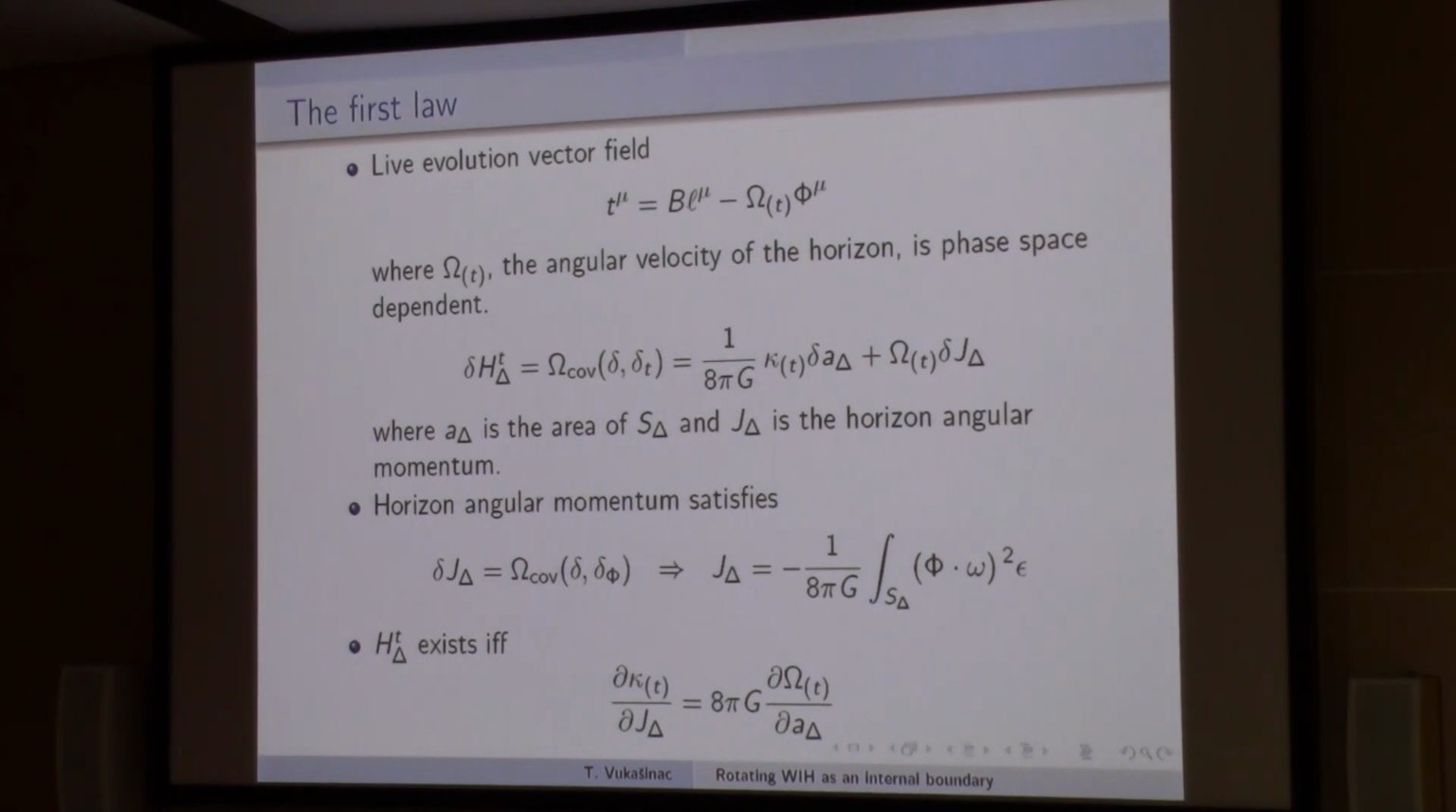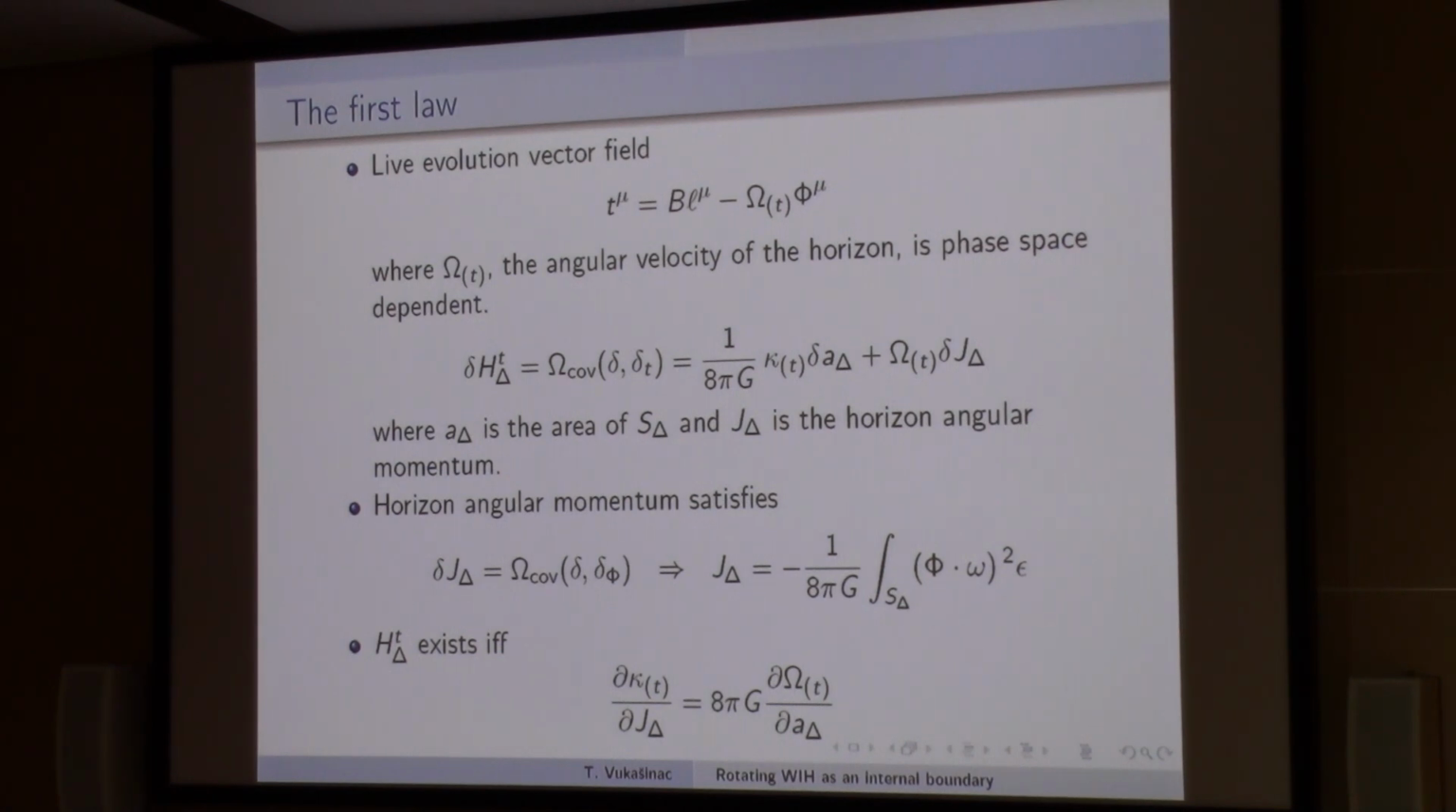So everything is very elegant, and it is a very fast way to obtain these conserved quantities. But it turns out that T, which was originally completely arbitrary, cannot actually be arbitrary. It must be chosen in such a way that it leads to this first law. And there is also a consistency condition: H, the corresponding Hamiltonian that corresponds to the energy of a horizon, exists only if this relation is satisfied.